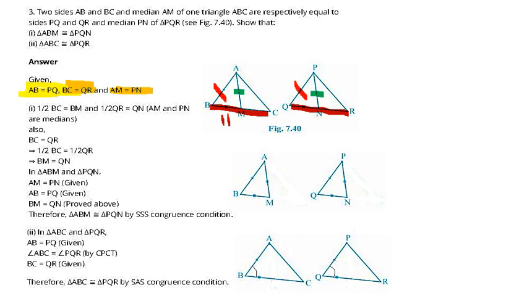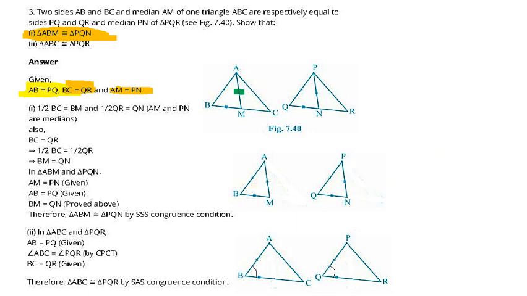So I will repeat what is given. We have been given this side AB and this side PQ are equal. This side BC and this side QR, they are equal. And this median is also equal. And in the first part, we have to show that triangle ABM and triangle PQN, they are congruent. Where are these triangles? Here I have drawn these two triangles. You can see that this is triangle ABM and this is triangle PQN. We have to show that these two triangles are congruent to each other. Let's do this.